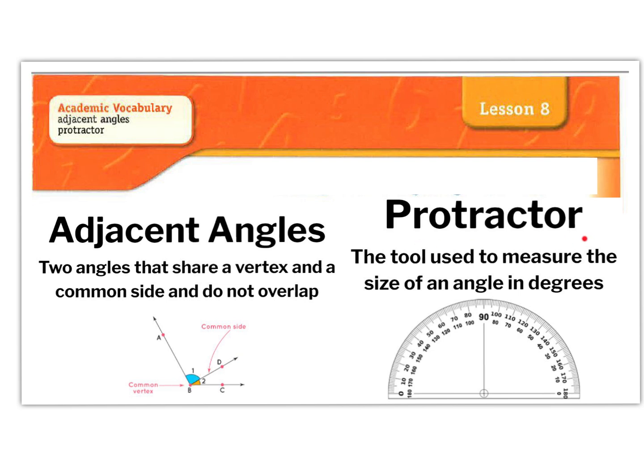A protractor, we've seen this before, but this is the tool that is used to measure the size of an angle in degrees. You always put the vertex right at that point and line up the zero line either way, and then you can measure your angle.